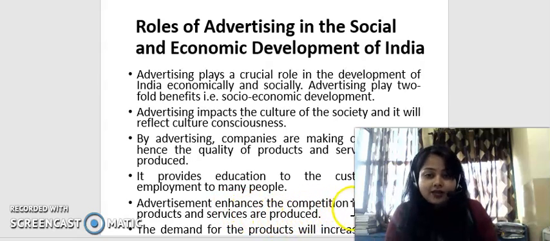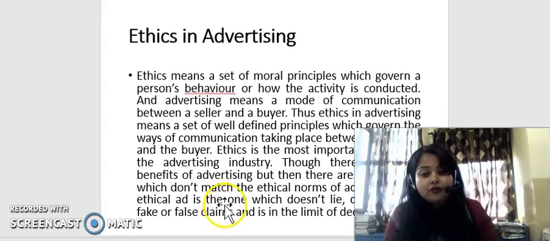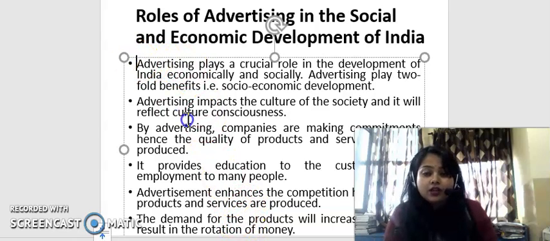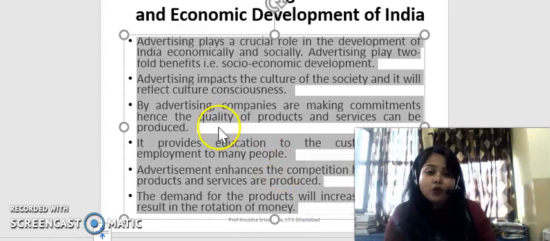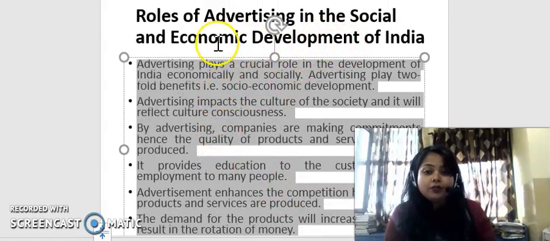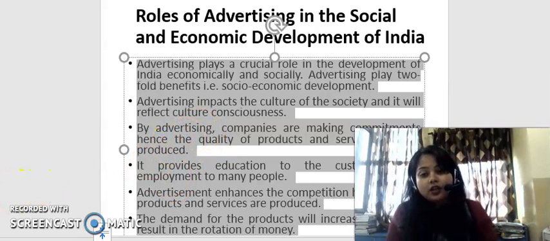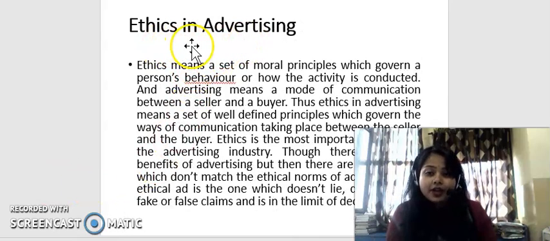Advertisement enhances the competition, hence quality products and services are produced. The demand for the products will increase, which will result in the rotation of money. So these are certain points, those are very much essential to understand when we talk about the economic development and social development by the advertising, right? So we have discussed about the role of advertising in social and economic development of India in terms of these points or some examples. In next session we'll discuss about the ethics of the advertising, ethics in advertising, right? So we'll discuss this particular topic in next class.